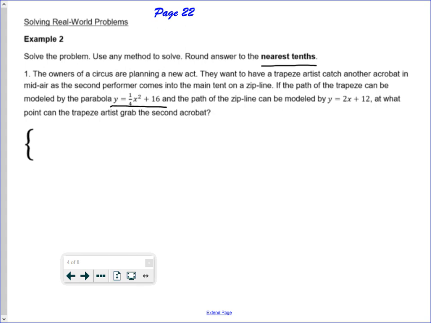So really we're saying that there's some trapeze. Don't really know what a trapeze is, to be honest with you, but I'm assuming it has some parabolic shape. It looks something like that, right? It's positive, it's facing upwards, the x is squared, so it's vertical. So it's facing up, and we have this path of the zip line that's 2x plus 12. It's going something like that, right? It's increasing. It's going from bottom left to top right. So it'll be something like that.